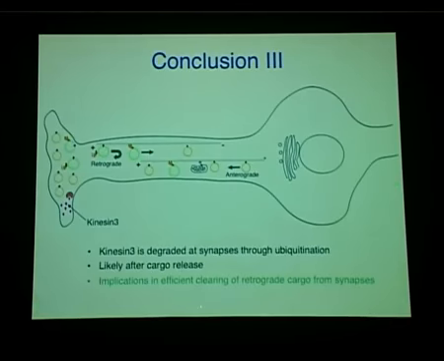So what we learned from this last study is that the kinesin 3 motor is degraded at synapses through ubiquitination. Our genetics, where we had the allelic series of differential cargo bindings, strongly suggested to us that this happened, that the motor cargo complex came to the synapse, let go of the cargo, and that eventually led to motor degradation. And why is this important? Why might you want to get rid of the motor at synapses?